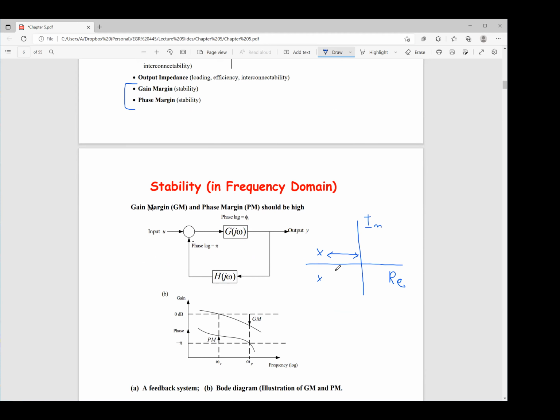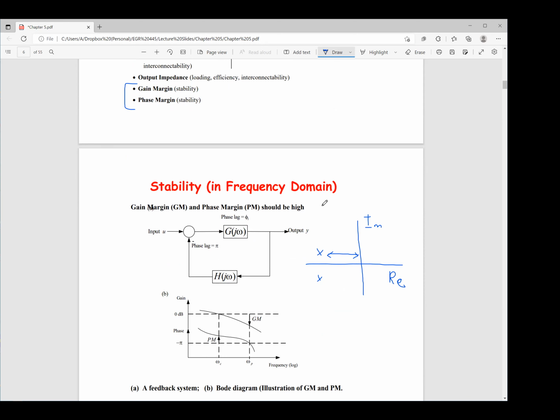So how much gain can we increase before the system becomes unstable? And phase margin is how much phase we can increase before the system becomes unstable. And again, I would give you the precise mathematical definitions of gain margin, phase margin, and how to find gain margin, how to find phase margin using MATLAB in next class.